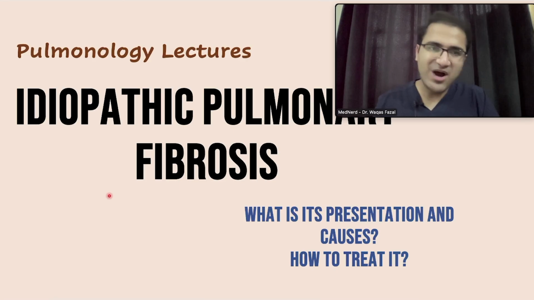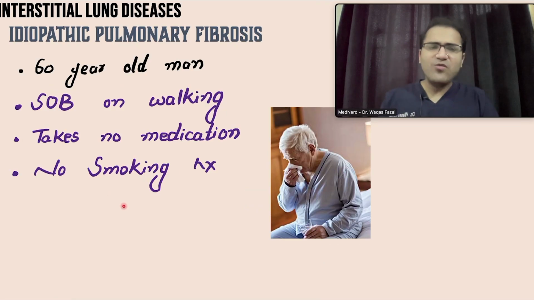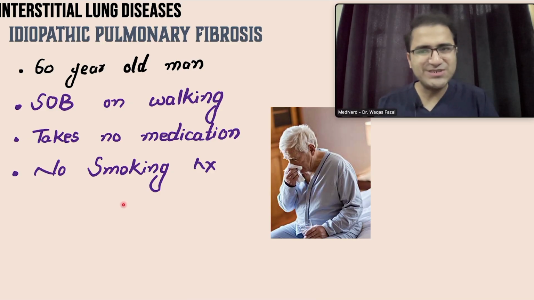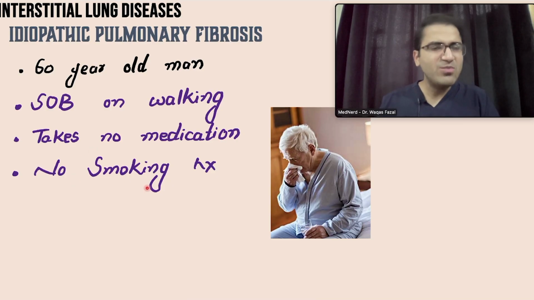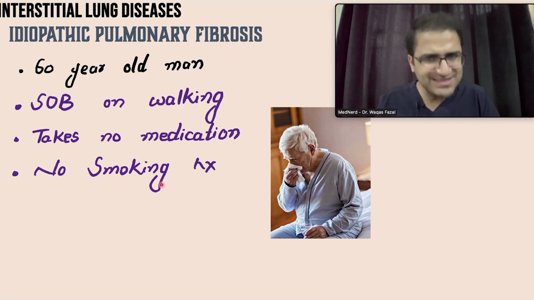How does it present and how do you treat it? We have a case here. A 60-year-old man comes to you with shortness of breath on walking. When you take the history, the patient takes no medication, there are no comorbidities, he was a totally healthy man. There was no smoking history. The patient has an office job where he is sitting in an office the whole day, he exercises regularly, there are no risk factors, there are no exposures, and the patient is having interstitial lung disease.